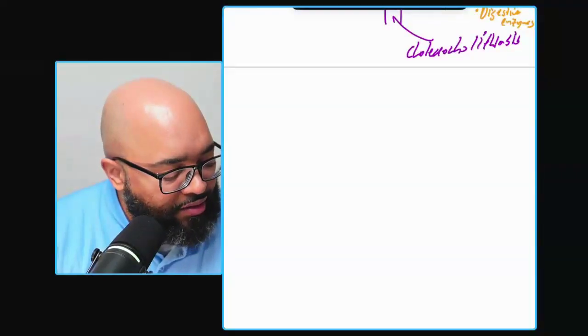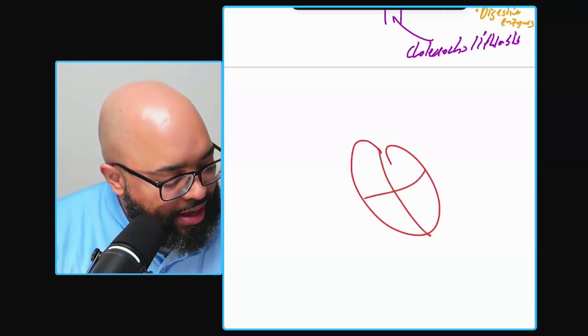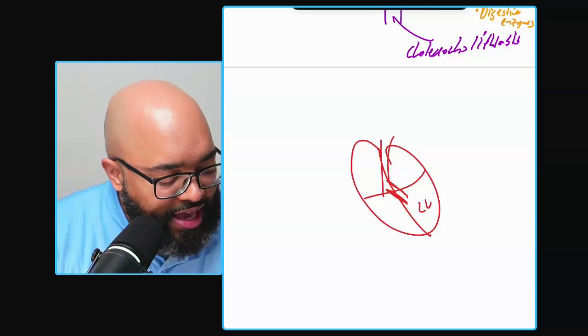This just came to my mind. Let's say, you know how you have your heart, and then as blood leaves the left ventricle, it goes through the aortic valve into the aorta, right?